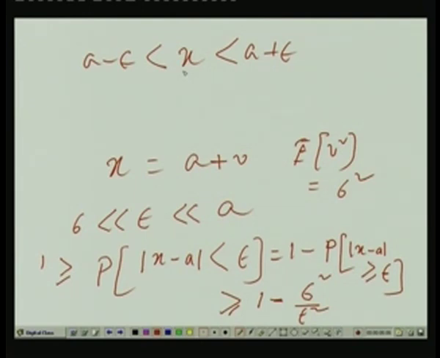But suppose this is not true, that sigma square, or sigma, is not really much less than a. So you cannot apply this. Then what do you do? That is where the sequence of random variables actually comes in.